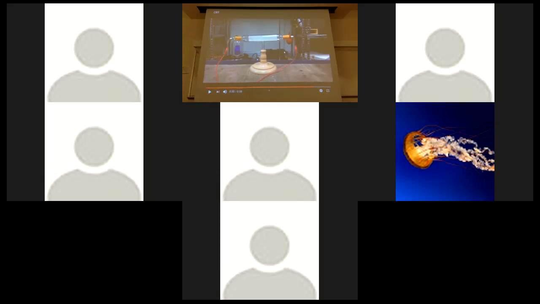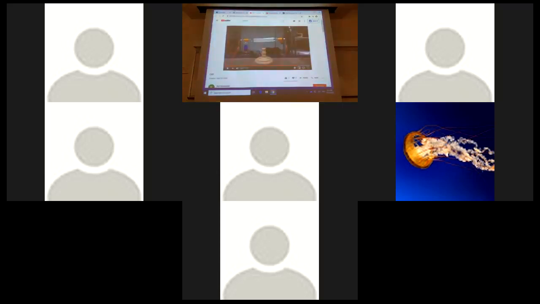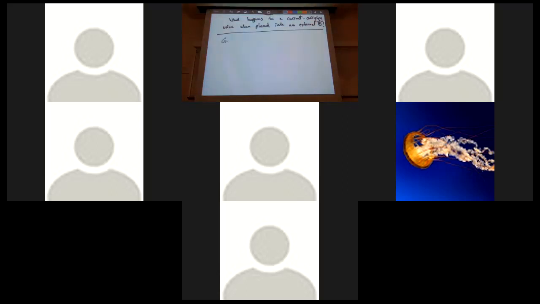So we want to know then, what is the force on this current carrying wire? So when we put this guy into an external magnetic field, this then generates a force.